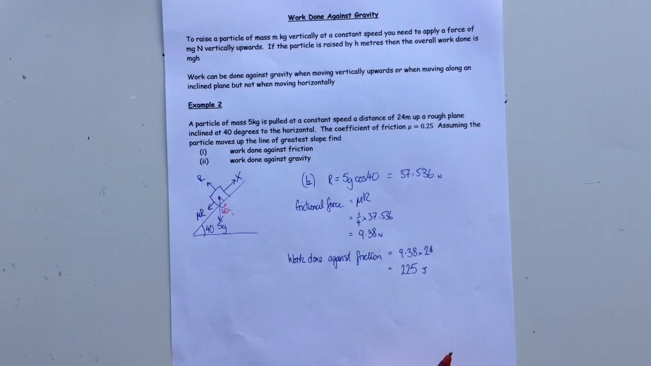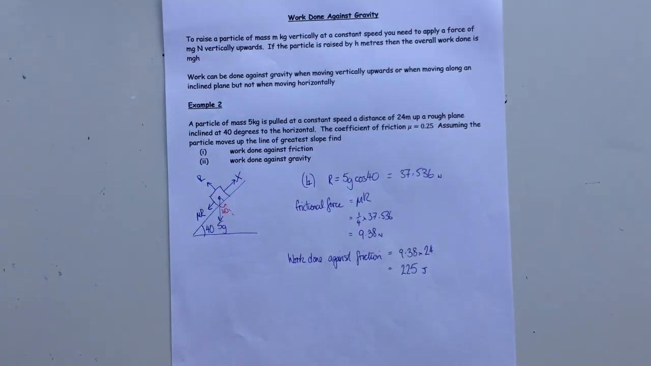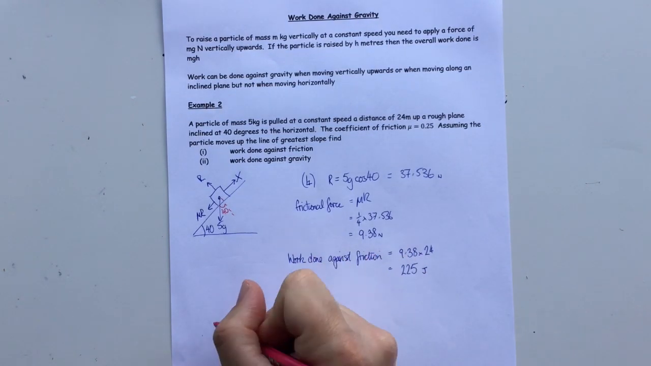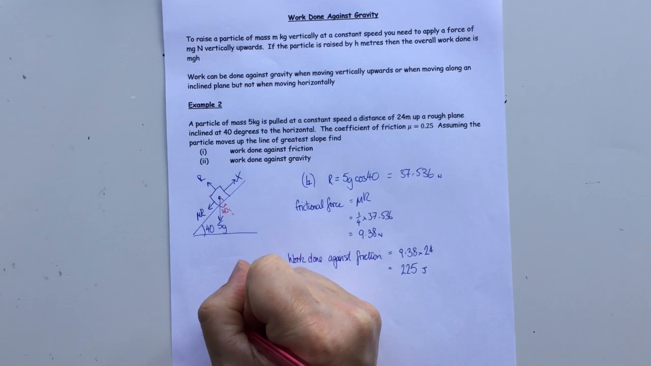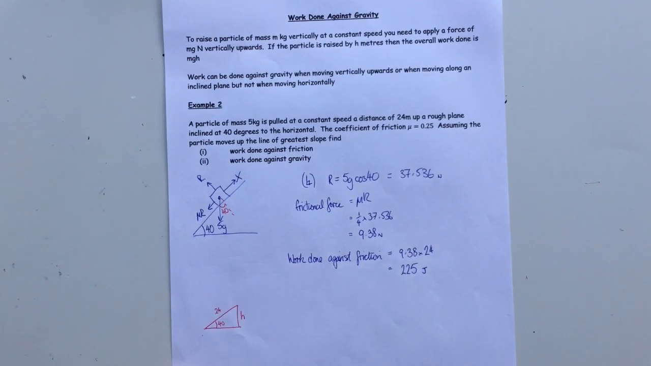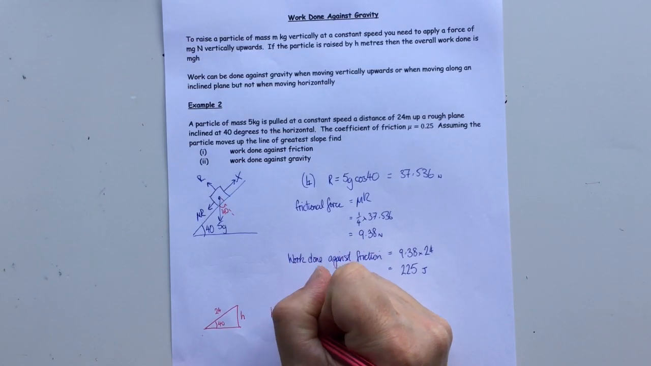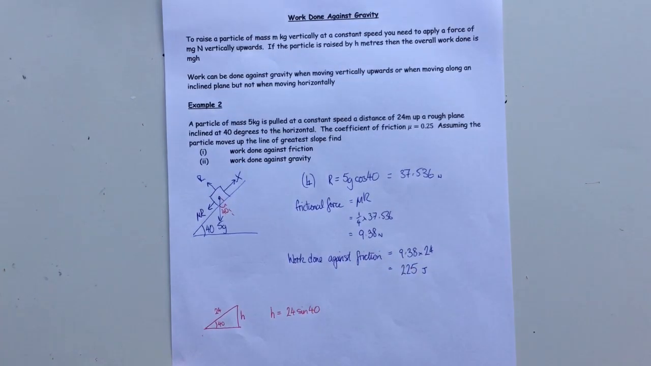The work done against gravity. So I want to find, well, how far up will this go? If it travels 24 meters up the slope, how high will it go? And so I know that, a quick wee diagram, here's 40, this is 24. If I want to find out how high up vertically it goes, I need to find that value h. And so you can see here that h is equal to 24 sine 40.